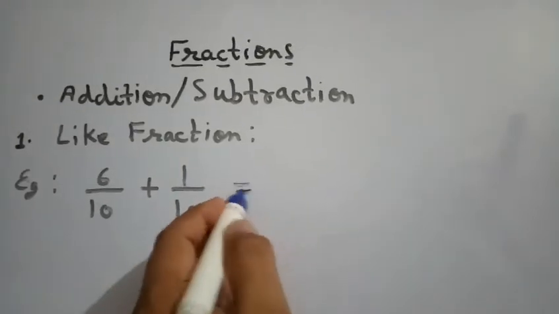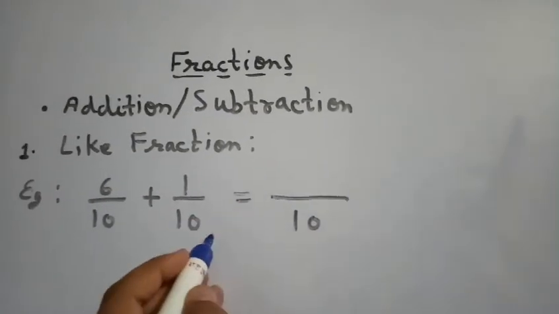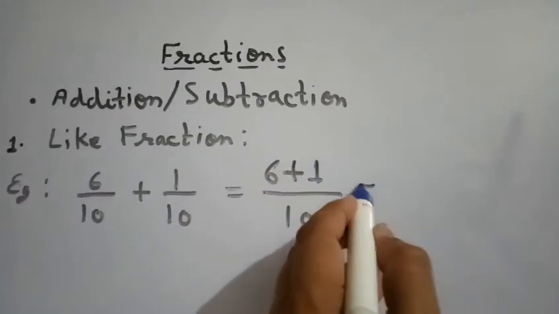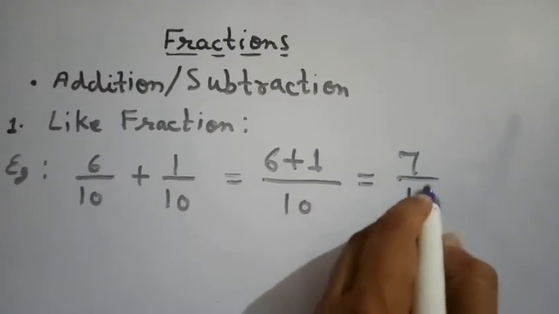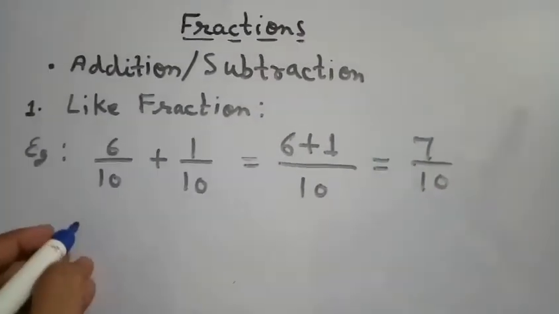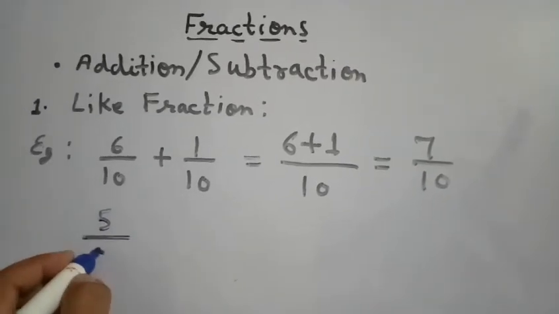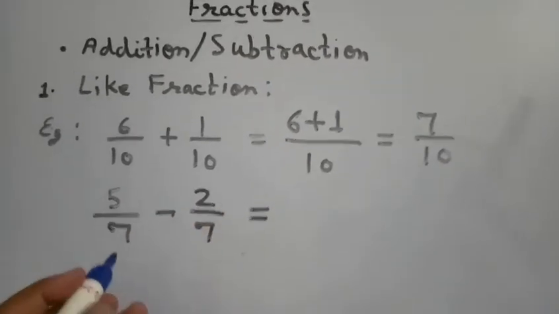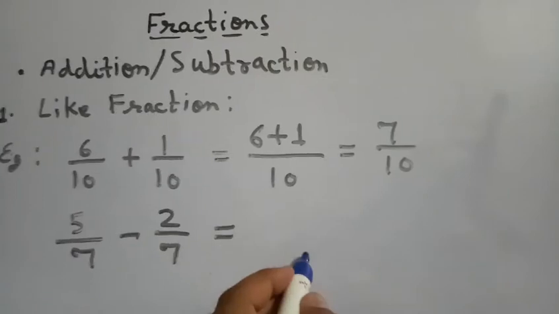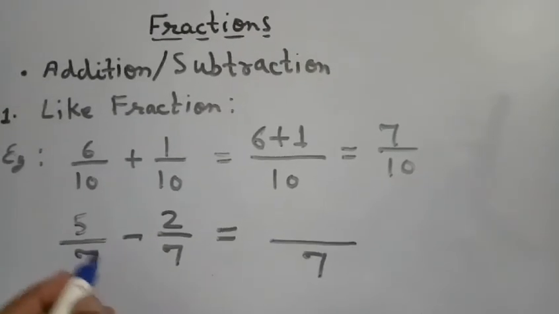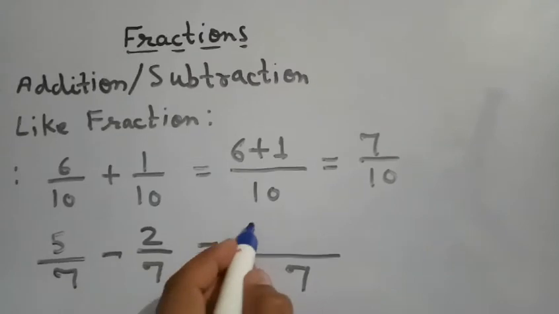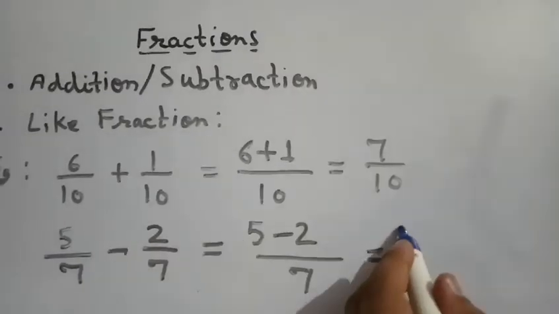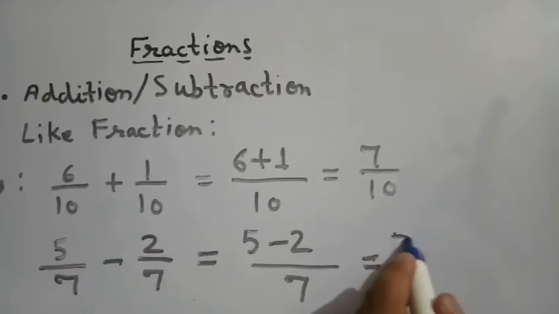So we can take 10 as LCM and just add their numerators, 6 plus 1, and the answer is 7 upon 10. Similarly in subtraction, 5 upon 7 minus 2 upon 7. Whenever the fractions are like, we take the same denominator and subtract their numerator parts. 5 minus 2, that is 3 upon 7.